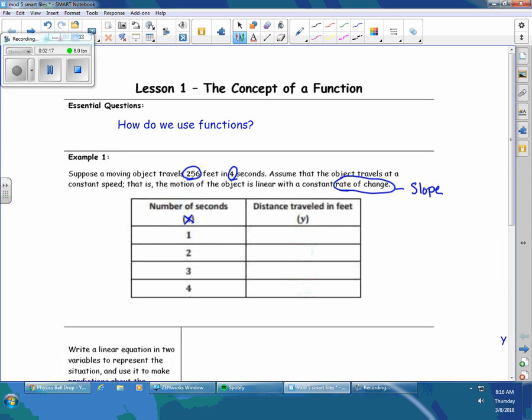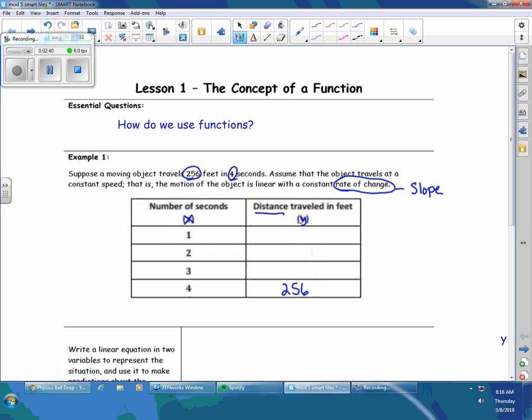Now x is our time. That's our number of seconds. y is our distance. That's how far it's traveling. So our seconds are already populated in the table. We've got 1 to 4 because we've just been observing this object for 4 seconds. So in 4 seconds, it goes 256 feet.